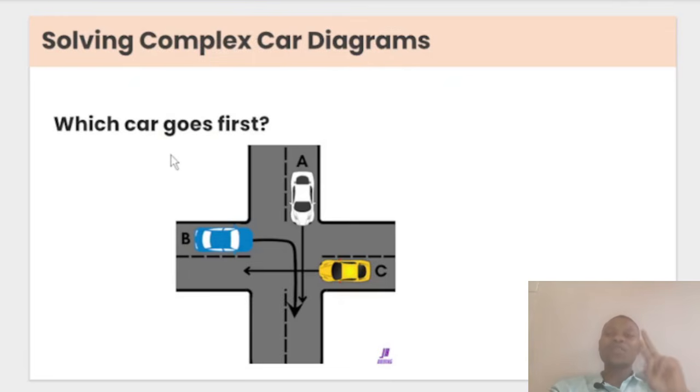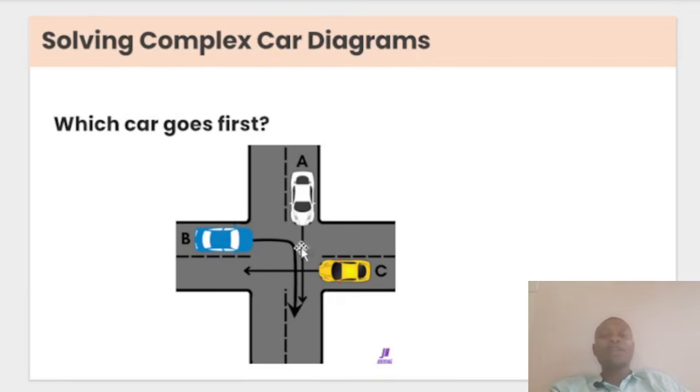Now let's look at this car diagram. Remember, we are still using two road rules to answer complex car diagrams. So I believe that after the end of this lecture, you'll be able to answer any car diagram no matter how it comes. Okay, so which car goes first?